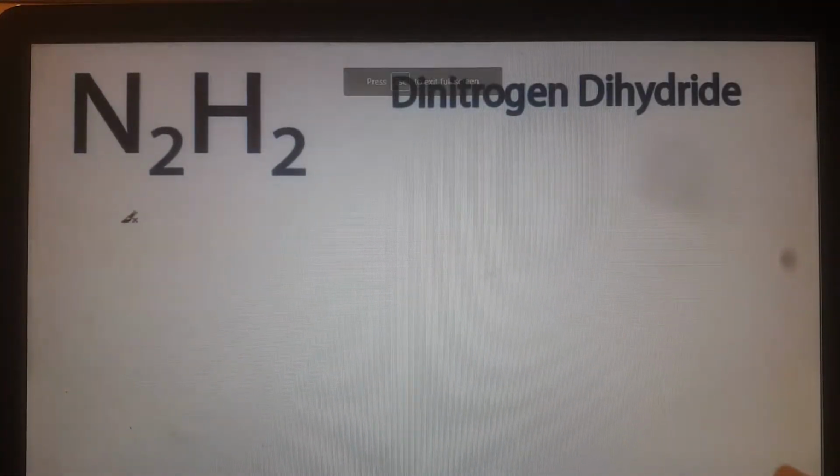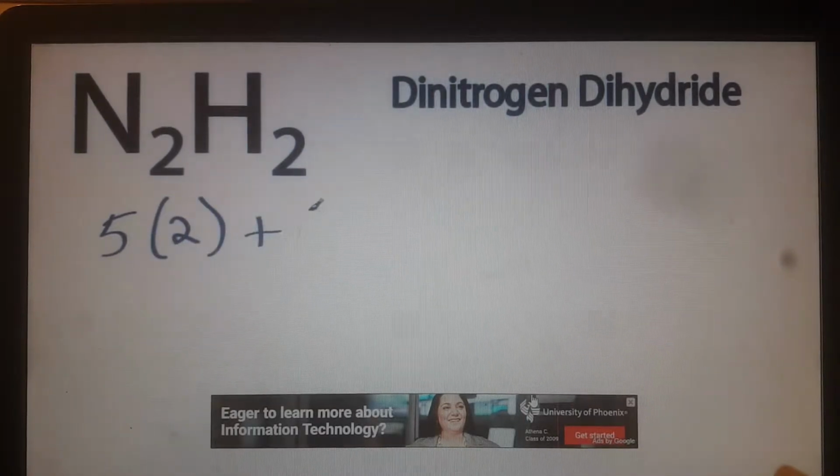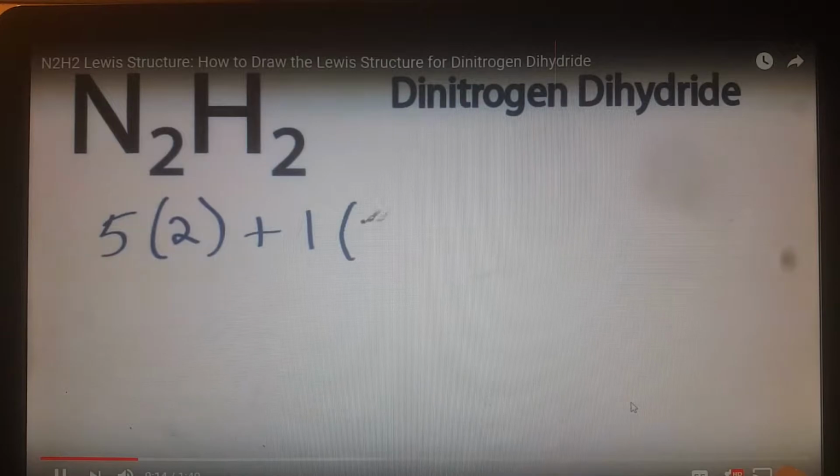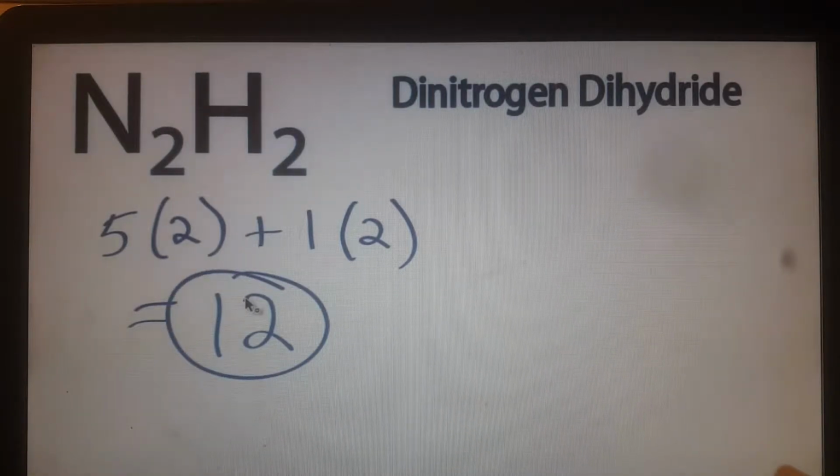Nitrogen is in group 5 or 15 on the periodic table, 5 valence electrons, but we have 2 of them. Hydrogen's in group 1, it has 1 valence electron, again we have 2 hydrogens. So 10 plus 2, a total of 12 valence electrons.